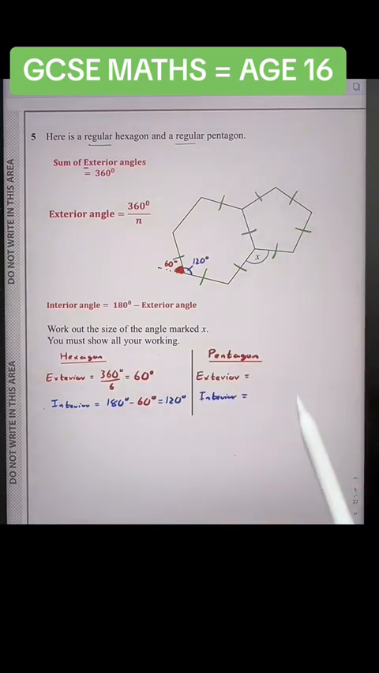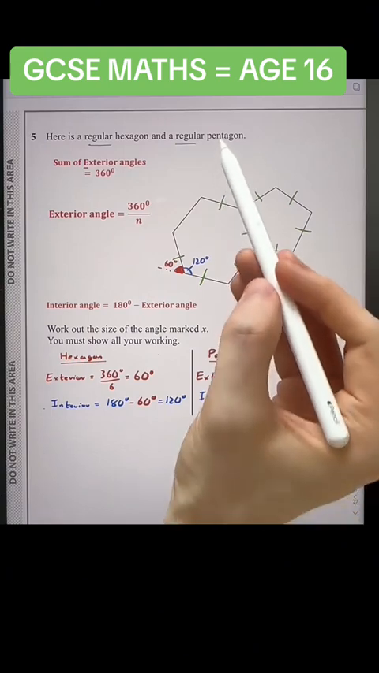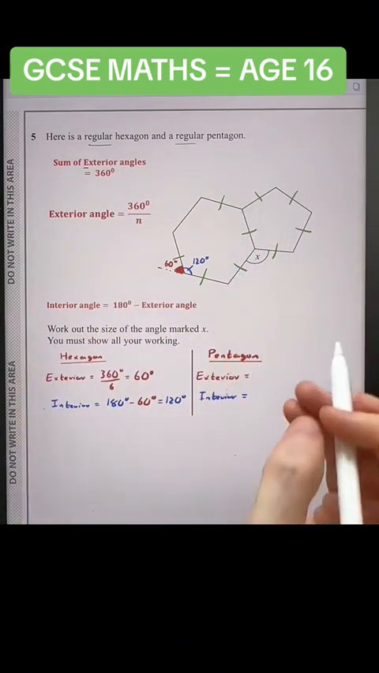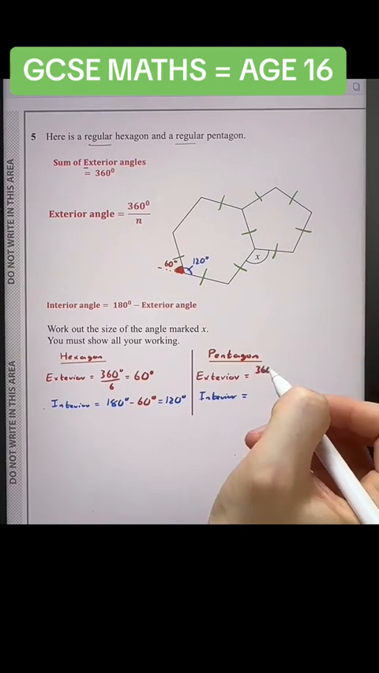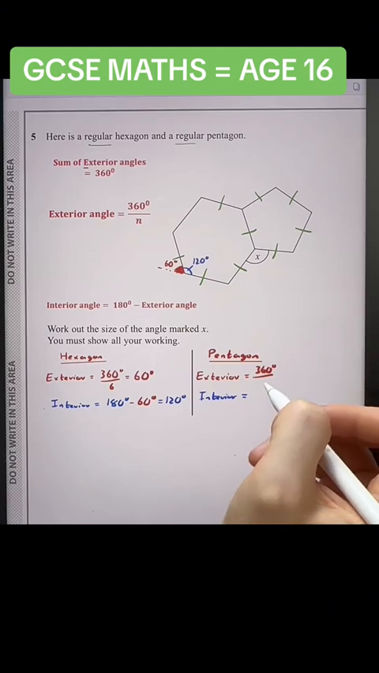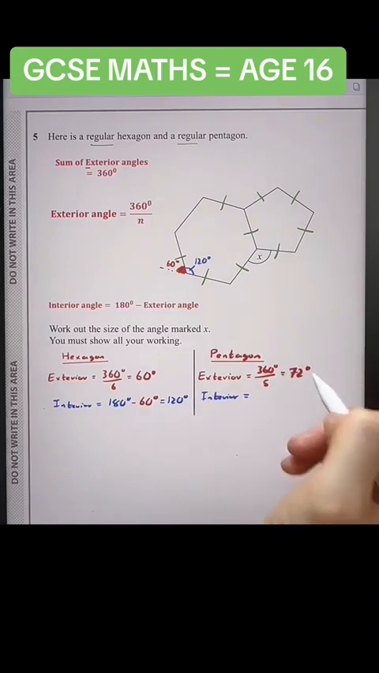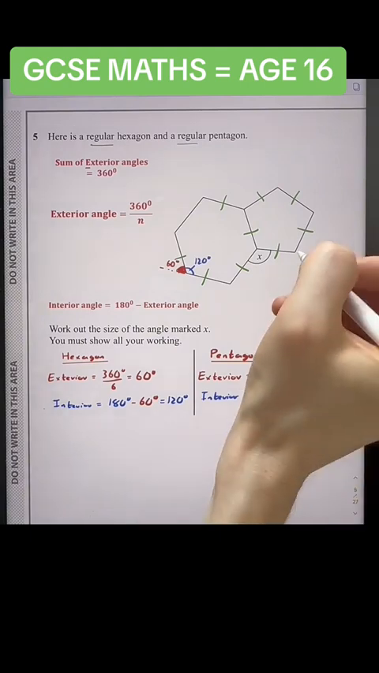Repeating this process now for the regular pentagon. Again, I know regular means all sides and all angles are the same. I know a pentagon has 5 sides. As I know the sum of the exterior angles of a pentagon is 360, to work out the size of one exterior angle is going to be 360 divided by the number of sides. Well, 360 divided by 5, that will give us 72 degrees. So each exterior angle is 72. That will be the angle on the outside.